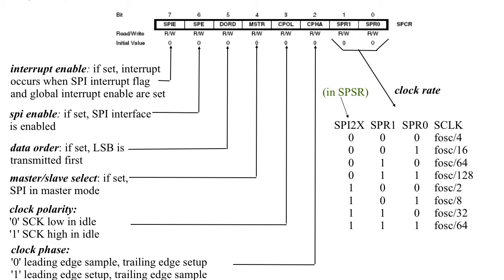The control register for SPI has a series of different bits that we can set. The SPI interrupt flag, an SPI enable, a data order which determines whether we're going least significant or most significant bit first, a master slave select, a clock polarity, and a clock phase change. And what we can do is we can also insert the prescale for our clock. And using the SPI prescale, we're able to adjust our clock rate.